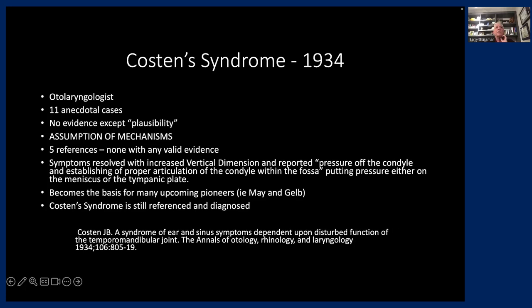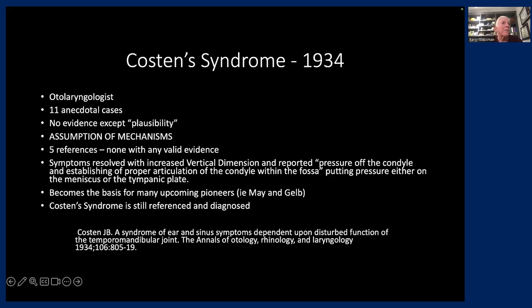Things got worse in 1934 with Costen, who was an otolaryngologist, and who looked at 11 cases and found that decreased vertical dimension was a part of these 11 cases' structural issue. And then they looked at various signs and symptoms. And when he improved the vertical dimension, the signs and symptoms on these 11 patients seemed to improve. So as a result of that, he went ahead and presented this mechanism that was related to pressure of the condyle, so that we had less pressure on the tympanic plate, on the meniscus, or what they called then the meniscus or the disc, et cetera. And to this day, there are people who still put fingers in their ears to see if they can feel pressure to determine whether or not that may be associated with whatever signs or symptoms we're experiencing.